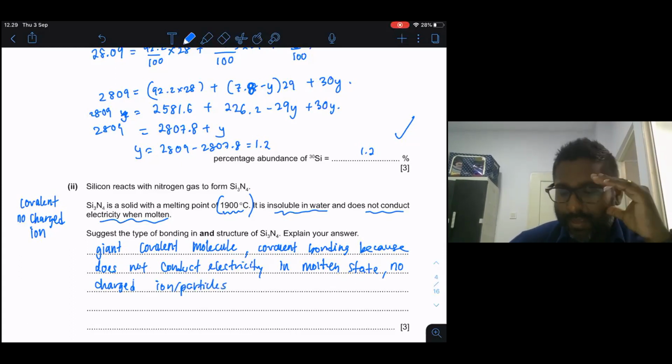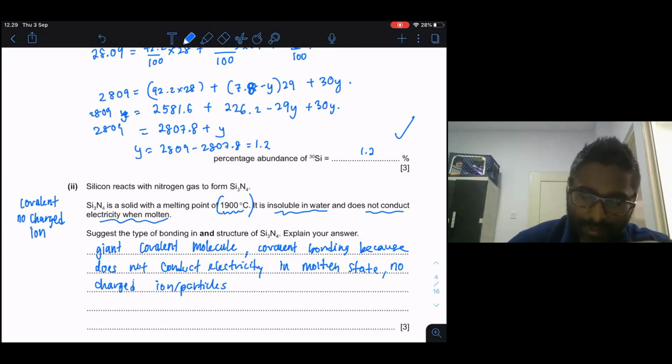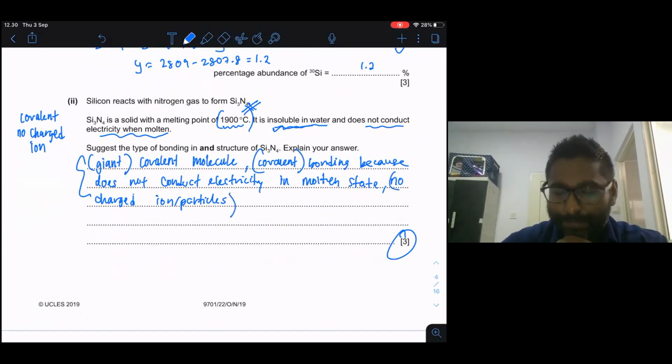Okay, that one you can explain: does not conduct electricity. And I think insoluble in water, I think more towards the insoluble in water also. Okay, so all this means three marks are given. The 3 marks, they want you to mention about giant, to identify giant based on the melting point. Covalent bonding is one of it, and then the charged particles, that's another one of it. So 3 points must be there.